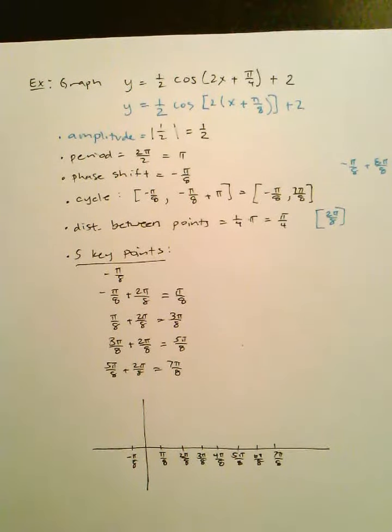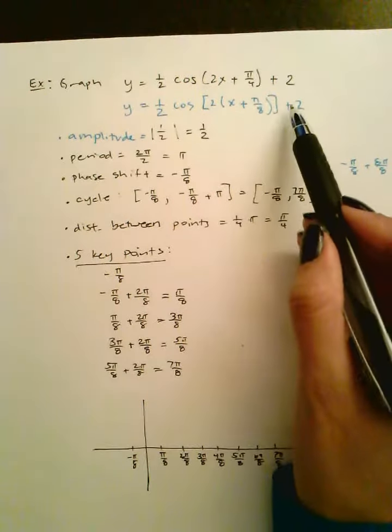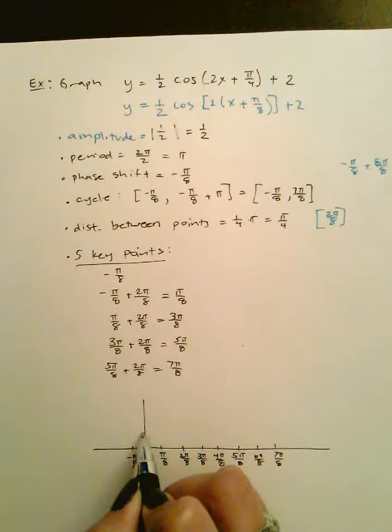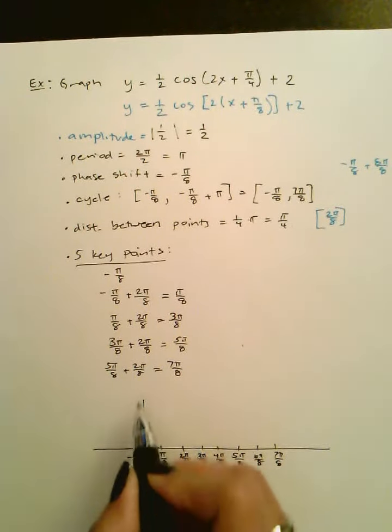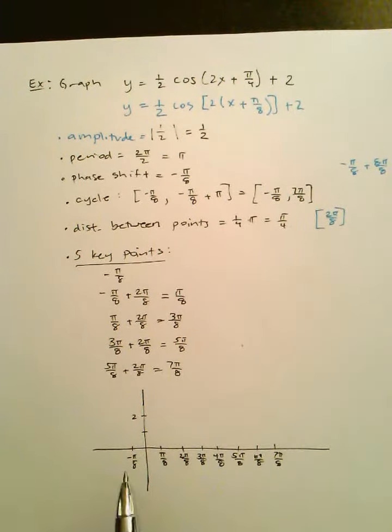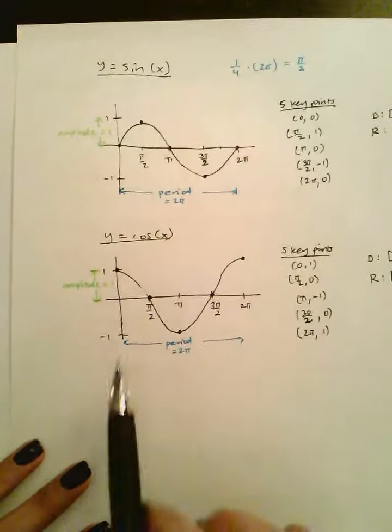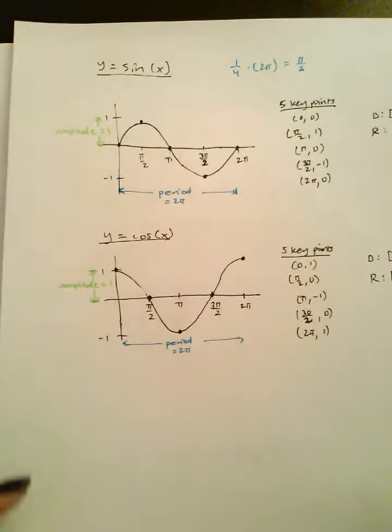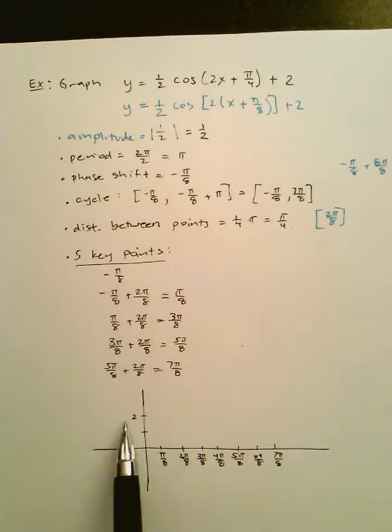Before I can even use the amplitude though, we want to check to see if we have any shifting. So we have a shift going up by 2, so let's go ahead and make that shift going up by 2. So this is 1, this is 2. That means that my function is going to be centered at the 2. So before, my cosine function was centered at 0, so let me go ahead and show you. The cosine function was centered at 0, and I went above, below, and above that center. And now we're going to center this at the 2.